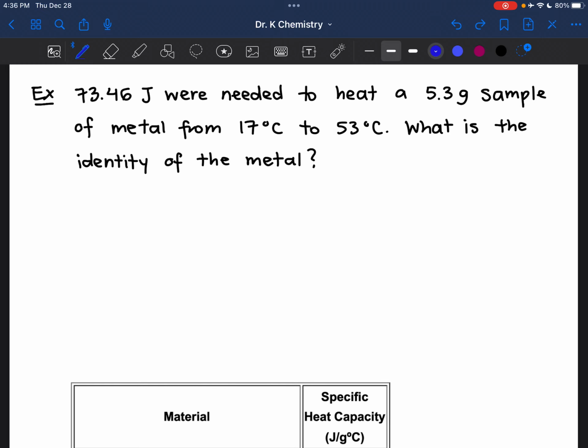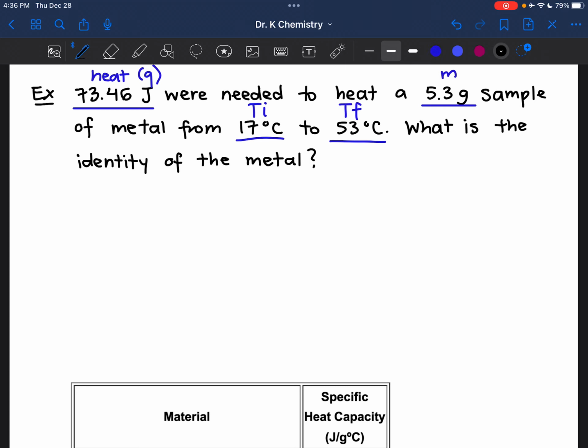This problem says that 73.46 joules, well, joules are a unit of heat, so this is heat, or variable Q, were needed to heat a 5.3 gram sample, well, that looks like a unit of mass, of a metal from 17 degrees Celsius, that looks like a starting temperature, to 53 degrees Celsius. That looks like a final temperature. And it's asking us to find the identity of the metal.